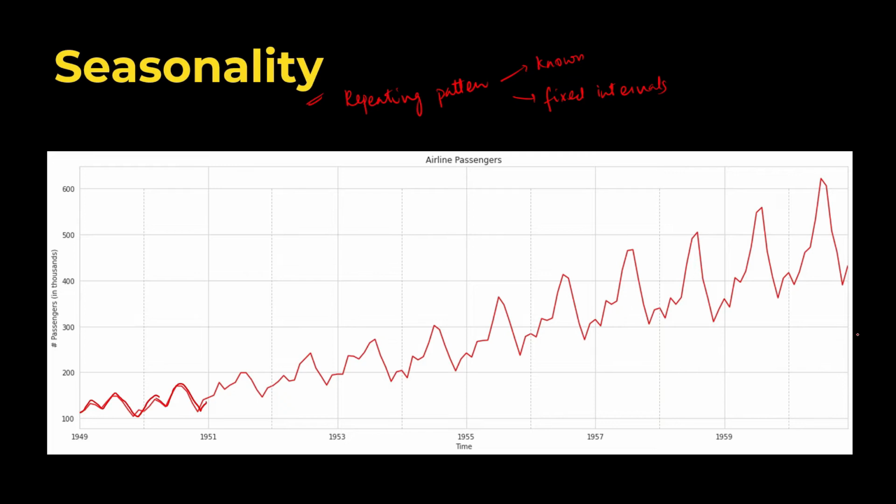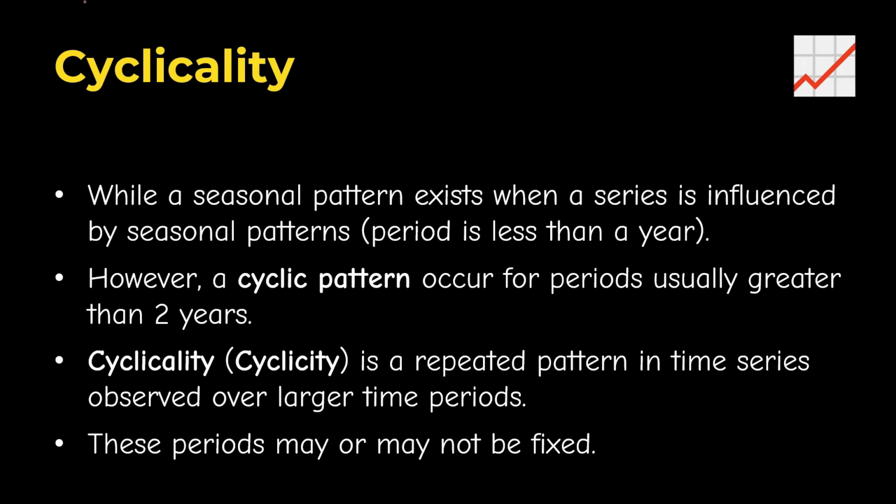Year on year, in the same months, the same kind of pattern is repeating itself. So this is the concept of seasonality. Now, cyclicality. A lot of people confuse seasonality and cyclicality, or cyclicity, and think that both concepts are the same, but they're not. There is a very subtle difference between them, and we should understand it.